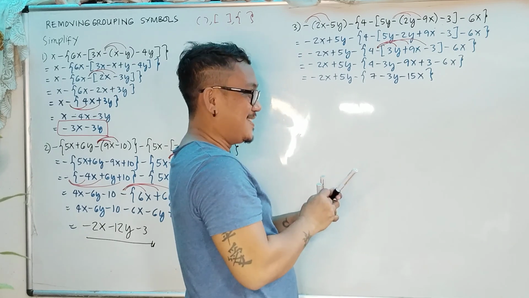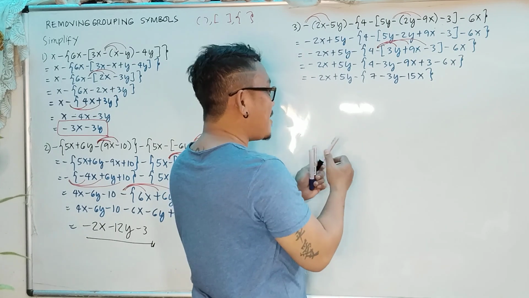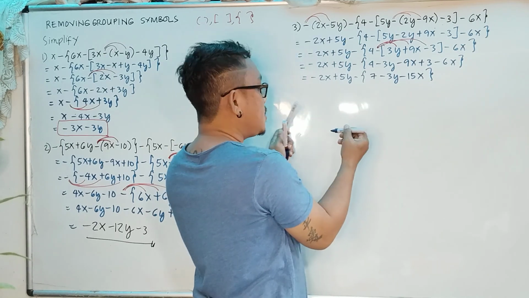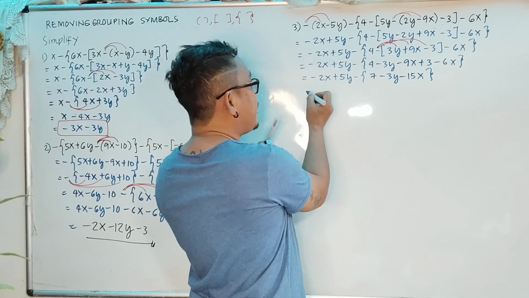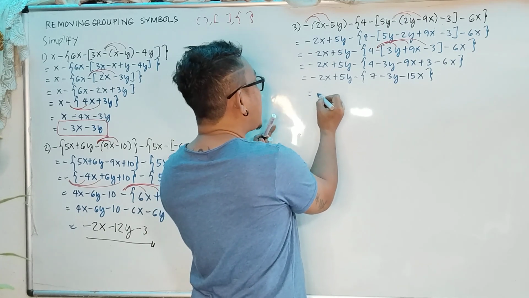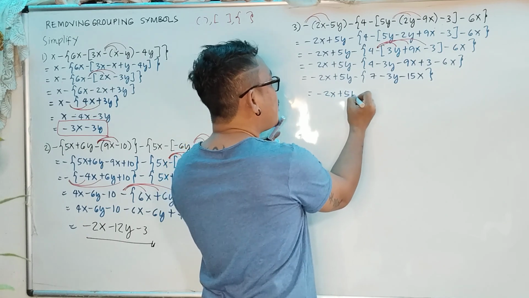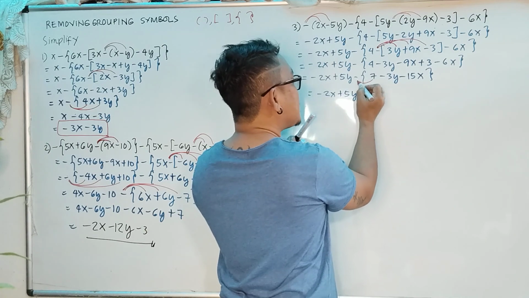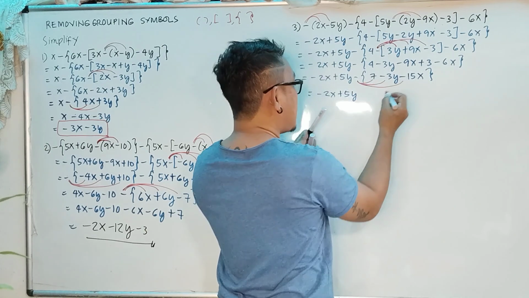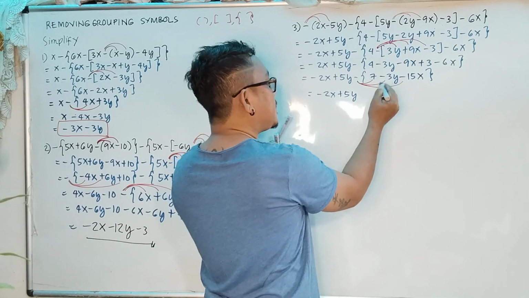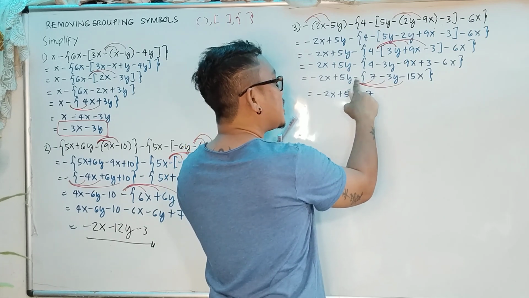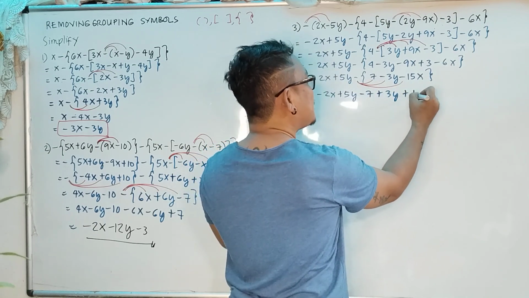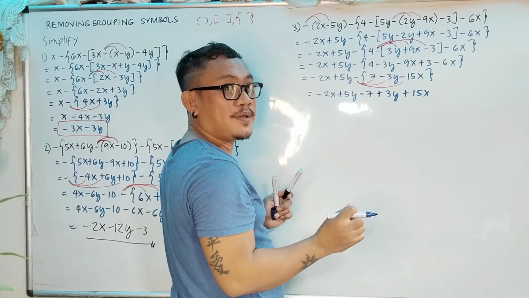Okay? Enjoy, class. Let's continue. We still have the brace symbol. So we need to remove this one. So you have here negative 2x plus 5y. Then we remove. Negative times 7, negative times negative, negative times negative. So you have here negative times 7 is negative 7. Negative times negative, so plus 3y. Negative times negative plus 15x. Okay, so the symbols are gone.